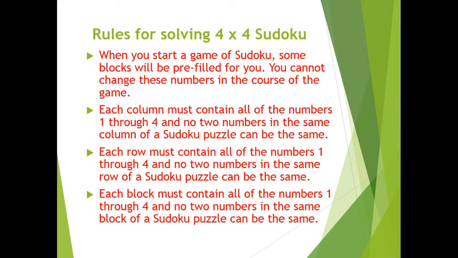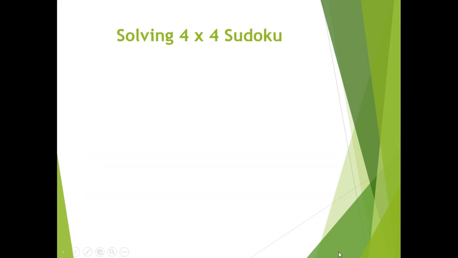Means in each Sudoku puzzle, the numbers should be 1 till 4 in each row, column, and box, and there should not be repetition of a number in a row, column, or a box. Solving 4 by 4 Sudoku. Right now I am going to tell you how to solve 4 by 4 Sudoku.